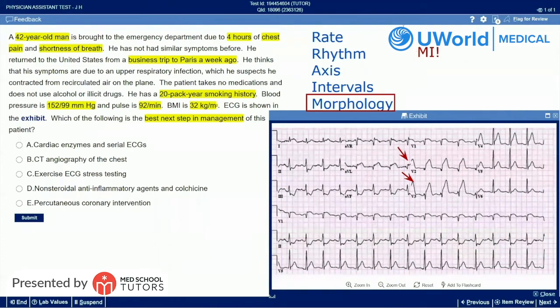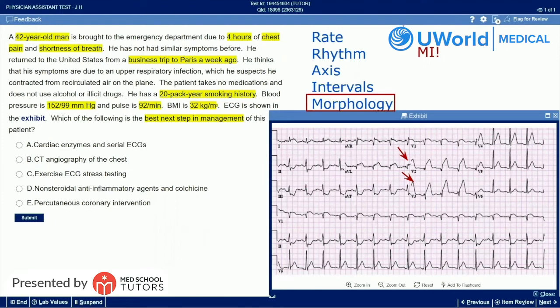And now we can look back to the question in the highlights to see if any of the pieces of information we had previously thought relevant contradict this choice. 42-year-old man, 4 hours of chest pain, shortness of breath, sounds right for an MI. Business trip to Paris a week ago doesn't help us to make the diagnosis of MI, but it also doesn't rule it out or exclude it. And the 20-pack year smoking history, hypertension, tachycardia, and elevated BMI are all consistent with this answer as well. Because our highlighted pertinent information from this question does not contradict the diagnosis we made, we can feel relatively solid that this is probably the right answer for this patient.